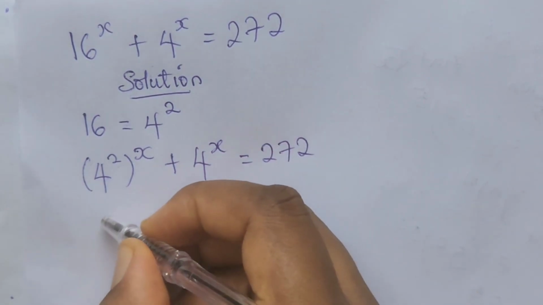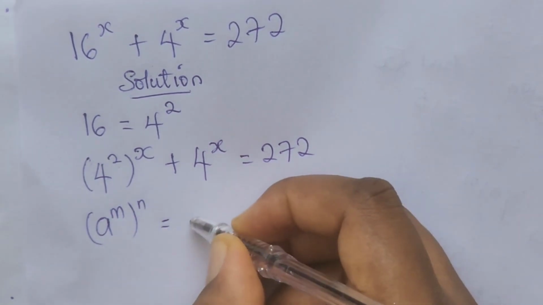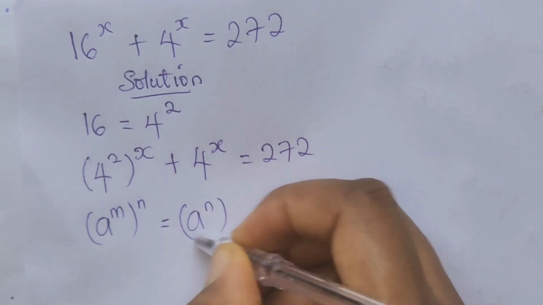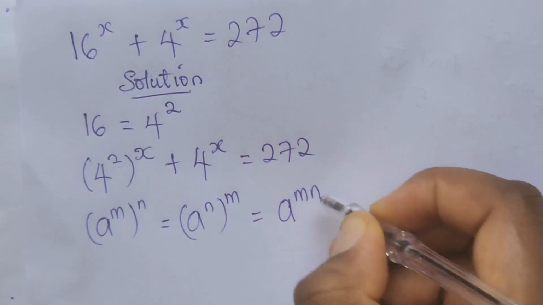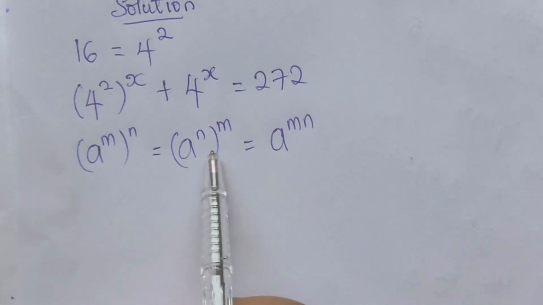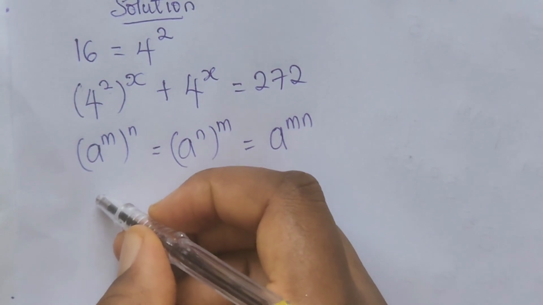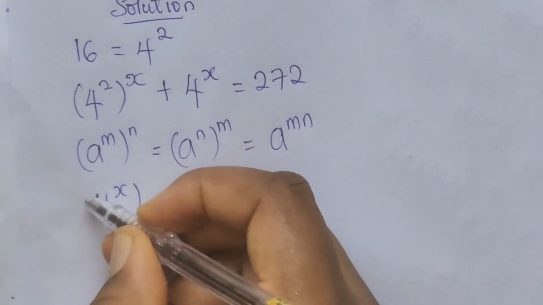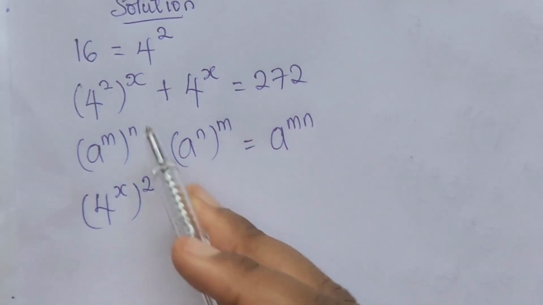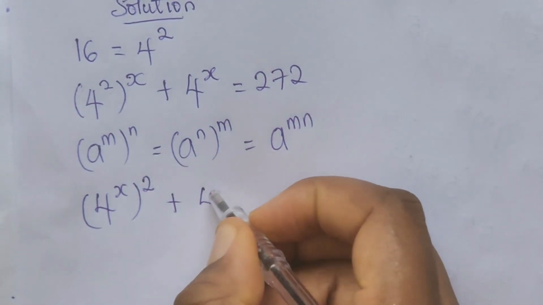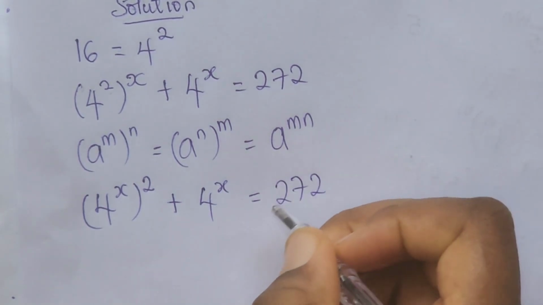So from here, when we have a to the power of m further raised to the power of n, this is the same as a to the power of n further raised to the power of m, which is the same as a to the power of m times n. So applying this law of indices over here, we have 4 to the power of x further raised to the power of 2. So we interchange the powers here, plus 4 to the power of x, equal to 272.